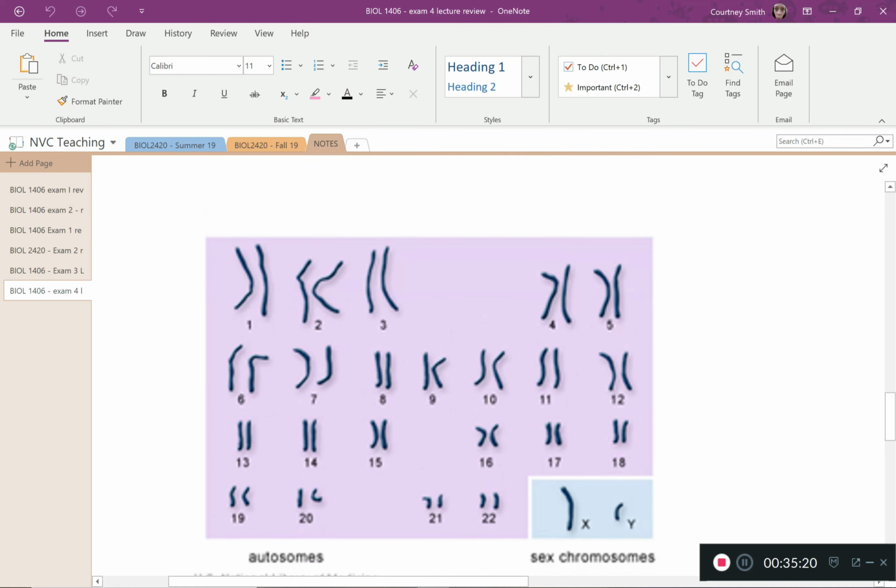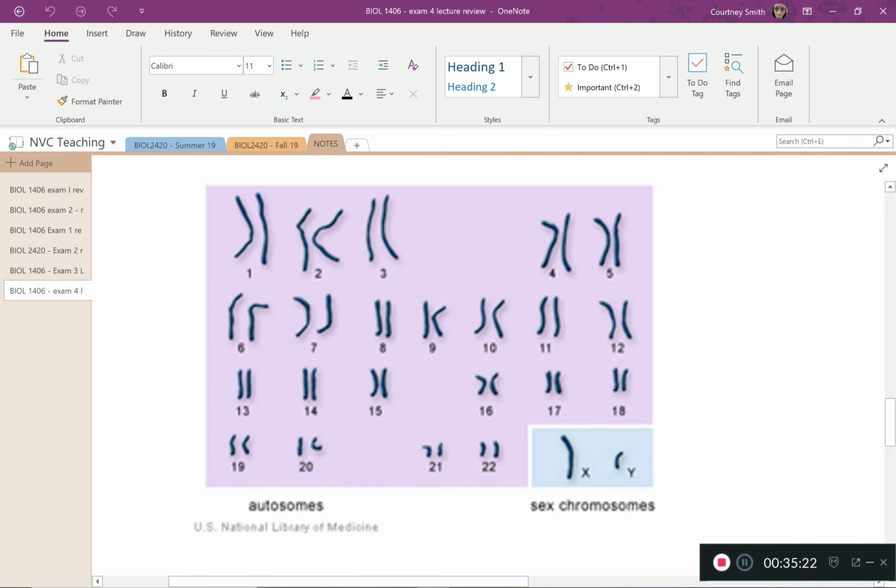They are the 23rd pair of all of our chromosomes. The first 22 are autosomal, or somatic, whichever one. But our sex chromosome is the last pair. So if you are female, you are XX. If you are male, you are XY. So in the case of this karyotype, this is a male because it's an XY chromosome.